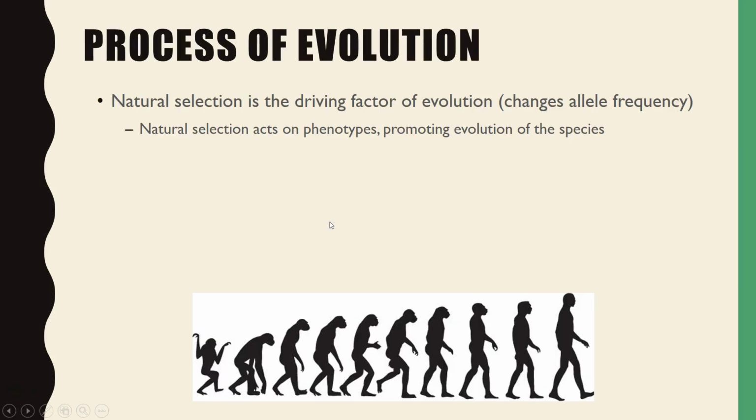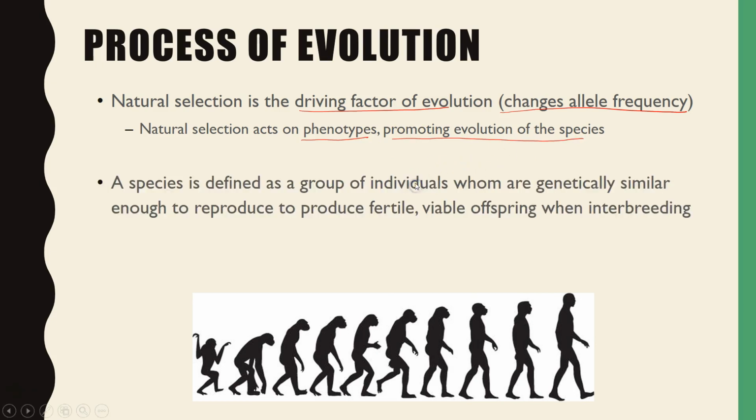So natural selection is always the driving factor for evolution, so it will result in the evolution of a particular species, and it will do so by changing the allele frequency in the population. As we know, natural selection acts on the phenotypes of the organisms, which will promote evolution by selecting that specific favorable allele or favorable genotype, which will be passed on to the next generation.